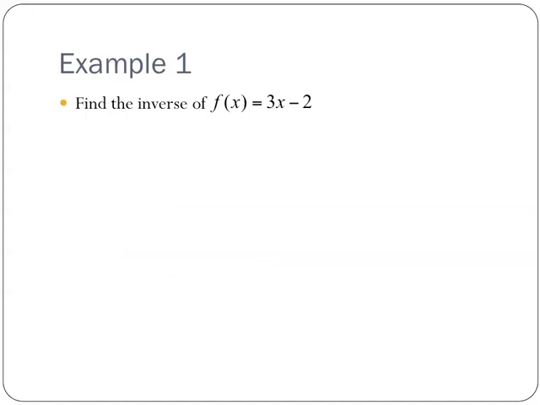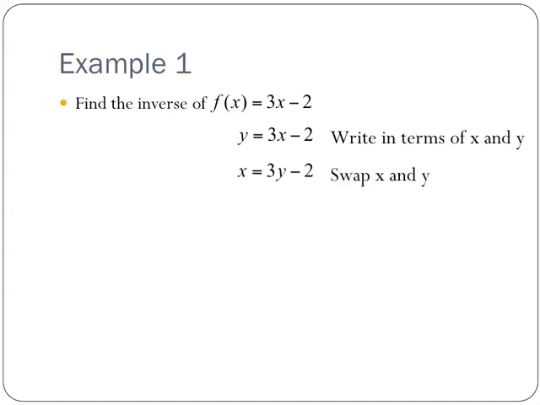Find the inverse of f of x equals 3x minus 2. So we are going to do this algebraically, so we'll start by writing everything in terms of x and y. So we're going to change that f of x to be just y. Now we swap x and y. So we see a y here, we're going to replace that with an x. We see an x, we replace it with a y. So this is x equals 3y minus 2.